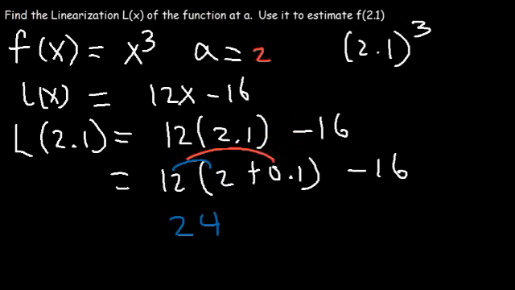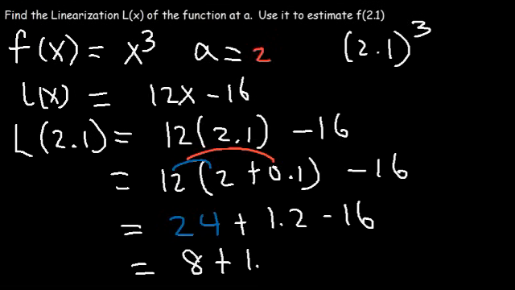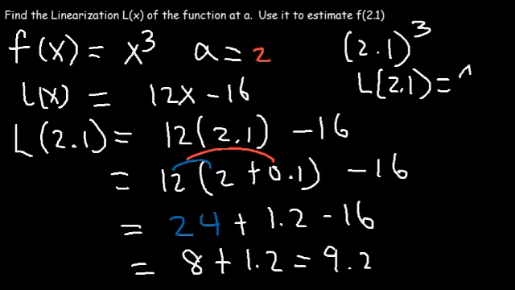Whenever you multiply something by 0.1, all you need to do is move the decimal 1 unit to the left. So 12 times 0.1 is 1.2. And 24 minus 16 is 8. So this is going to be 8 plus 1.2, which is 9.2. So L of 2.1 is 9.2. So therefore, we could say that 2.1 to the third power is approximately equal to 9.2.